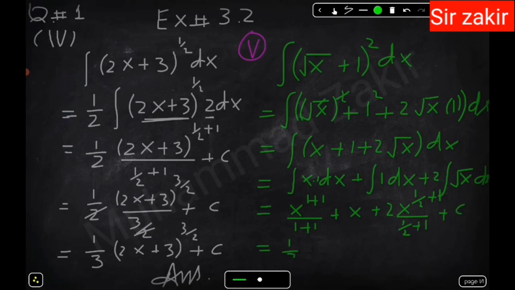So then we have 1 by 2 x power 2 plus x. This becomes 2 times x power 3 by 2 divided by 3 by 2, plus c. And finally we write 1 by 2 x square plus x. From the third place, 4 rises to the first, which makes 4 by 3, x power 3 by 2, plus c. This is the answer in this case.